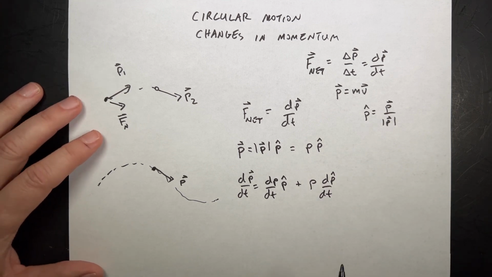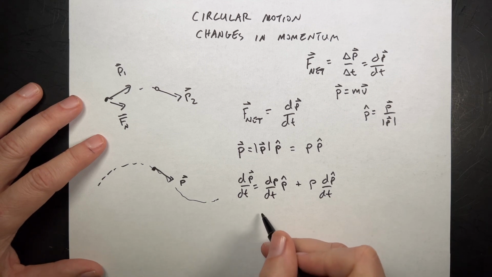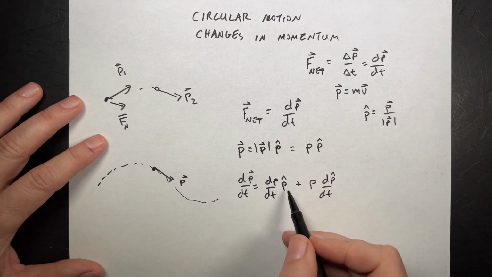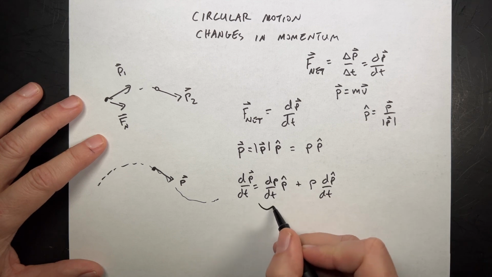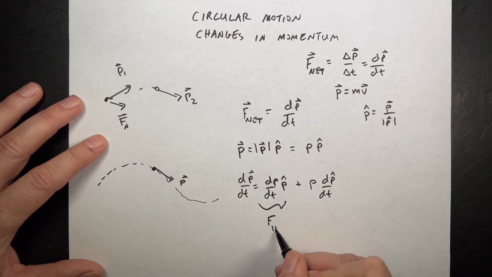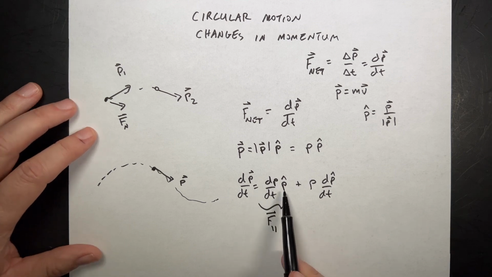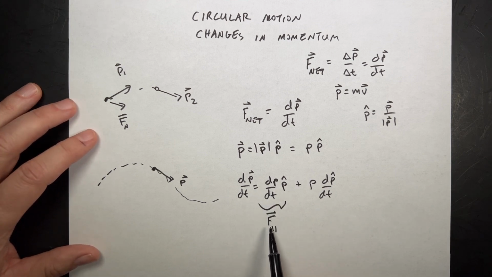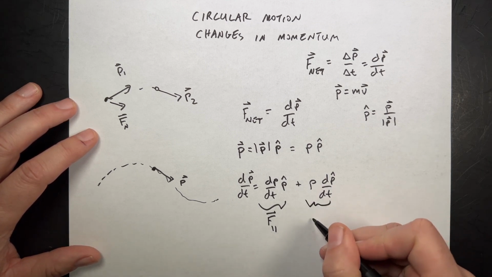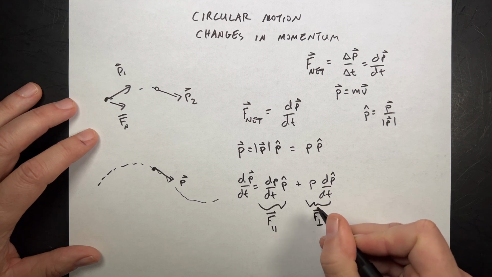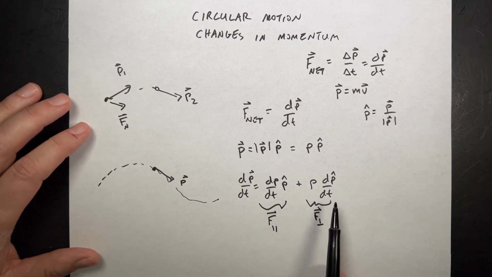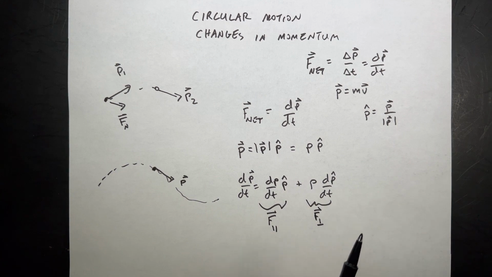And this is really useful because now I can say this first term is in the direction of the momentum. So we're going to call this F parallel. So the change in momentum due to the change in magnitude is going to be F parallel. It's going to be the force in the direction of momentum. And we're going to call the second term F perpendicular. And that's the change in momentum because the thing changes direction. So let's imagine that we only have an object changing direction. A great example of that would be something moving in a circle.